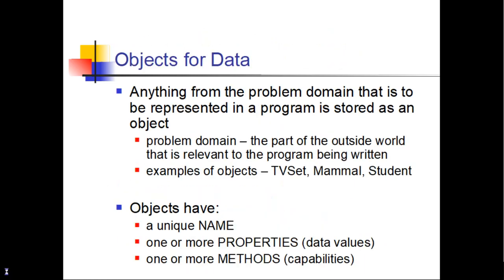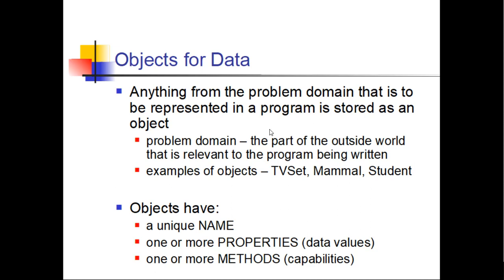Let's talk about what an object is. Anything from the problem domain, the area of the world that we are trying to solve, that we're going to represent in a program, is stored as an object. Example objects could be anything you'd see in the world that you want to work with: TV sets, mammals. A student is a good example of an object. Each of you would be an example of a student object. Every object has a unique name, so we can tell which object we're talking about. If we have more than one object in our program, we need to be able to specify which one we are specifying at any one time.